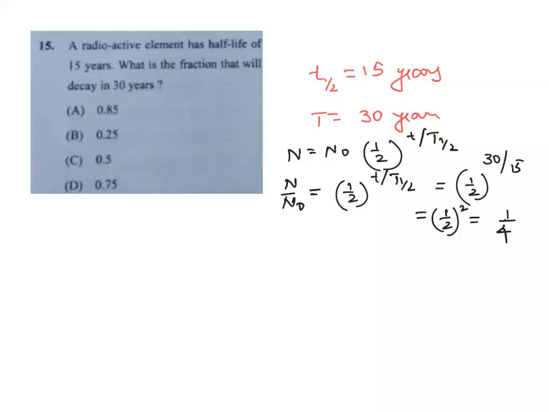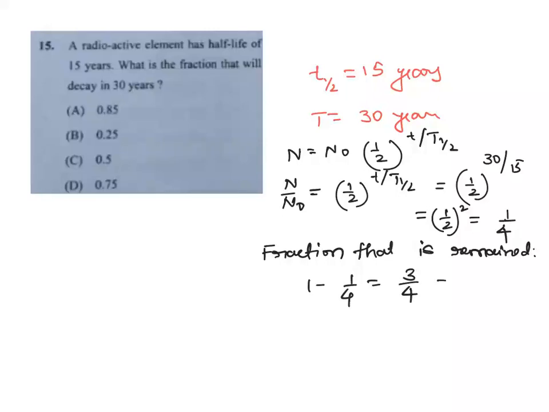So the fraction that is remaining, the fraction that has decayed, that is 1 minus 1/4, which is 3 divided by 4. That is equal to 0.75. So that's the reason why option D is the right answer for this question.